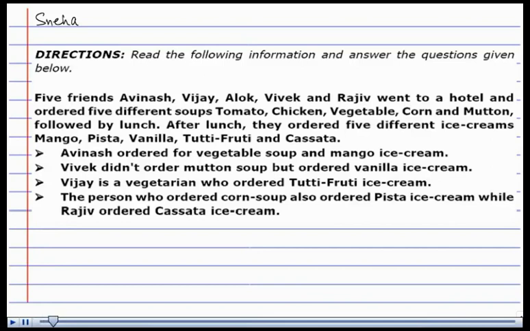Five friends Avinash, Vijay, Alok, Vivek and Rajiv went to a hotel and ordered 5 different soups: tomato, chicken, vegetable, corn and mutton, followed by lunch. After lunch, they ordered 5 different ice creams: mango, pista, vanilla, tutti frutti and cassata. The other information is as given below.